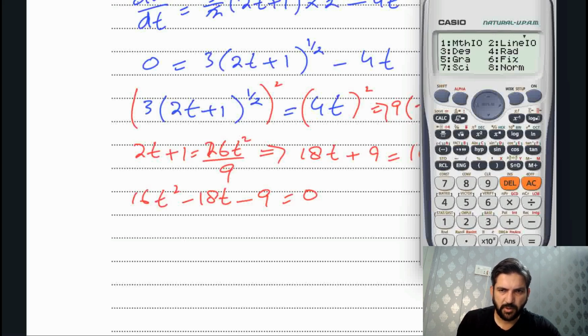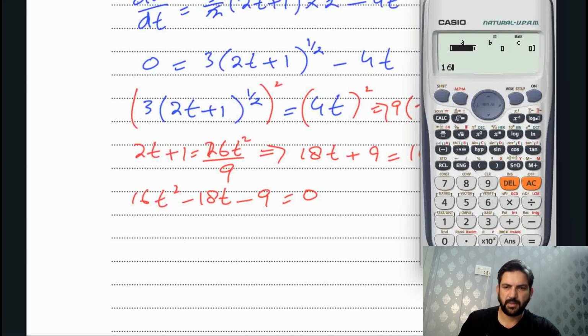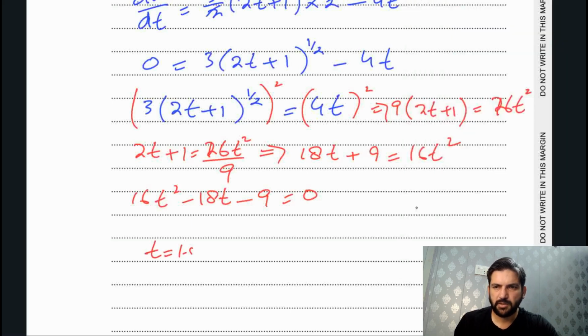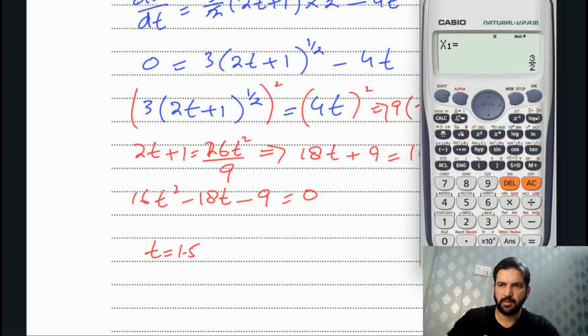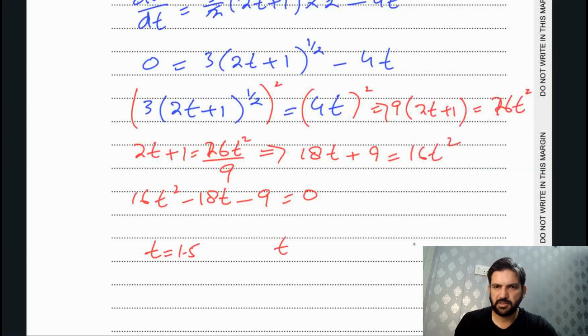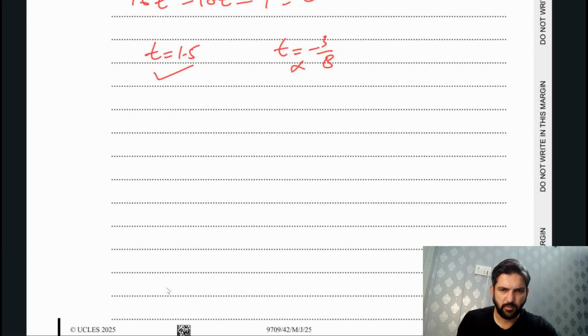So, using the calculator with 16, minus 18, minus 9. So t will be equals to 3 by 2, which means 1.5, and t will be equals to minus 3 by 8. So we will ignore the negative sign and we will take this one because time cannot be negative.